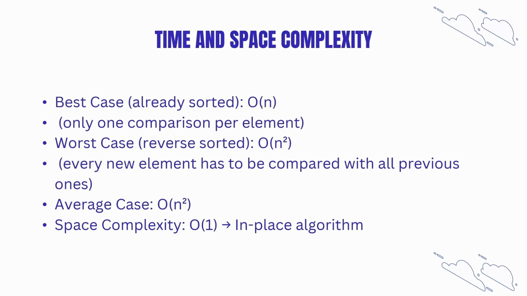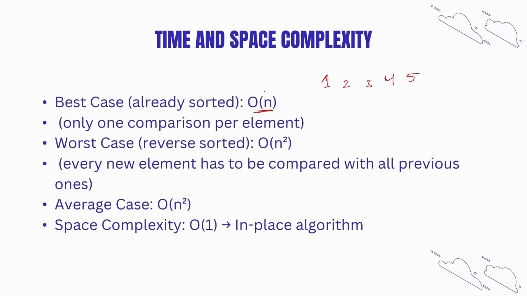If it is a bit complicated, then I would ask you to debug it again on your computer. Next is the time and space complexity of insertion sort. For the best case, for a list that is already sorted, the time complexity is big O of n. Only one comparison per element is required. So let's say we have a list 1, 2, 4, 5. This list is already sorted, so each new element is compared only once and no shifting is needed. The time complexity here is big O of n, since each element is already in its correct position.